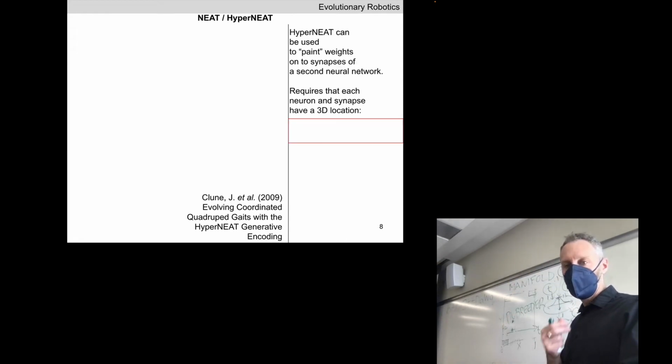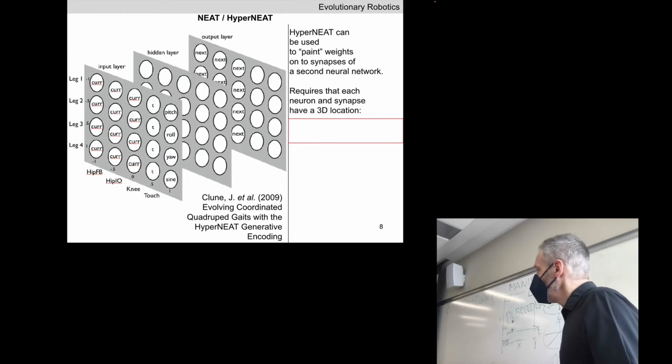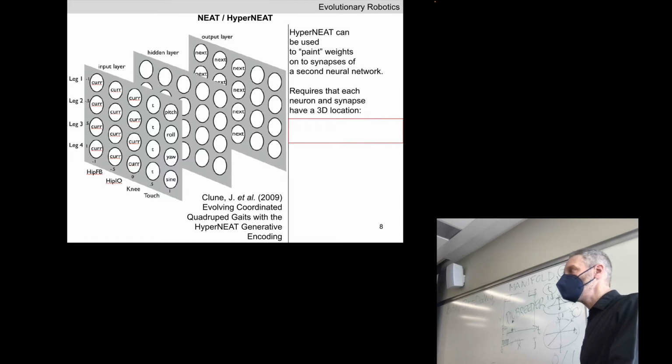Okay. So back to evolutionary robotics. In this particular experiment, the roboticists used HyperNEAT to paint synaptic weights onto a neural network that controls a robot. At first glance, this should seem pretty strange. We're going to evolve populations of CPPNs, which are themselves networks. Each CPPN is going to produce another network, and that network is going to control the robot.